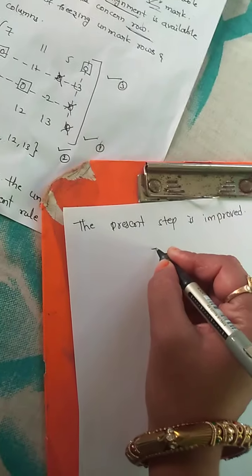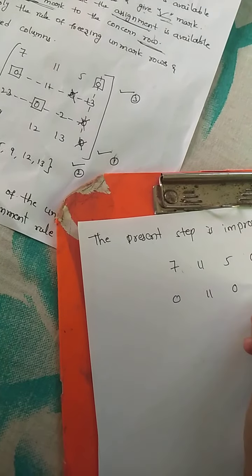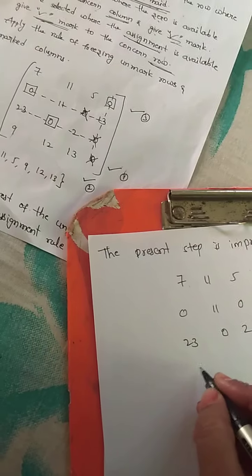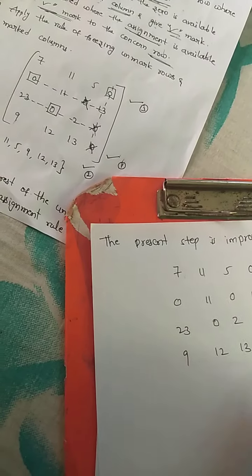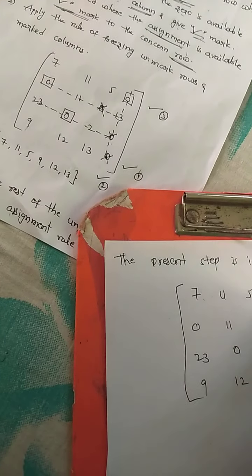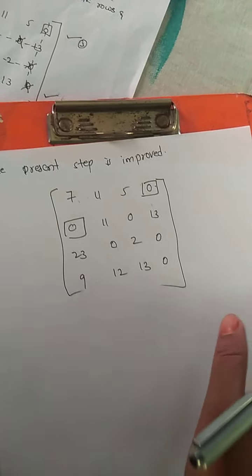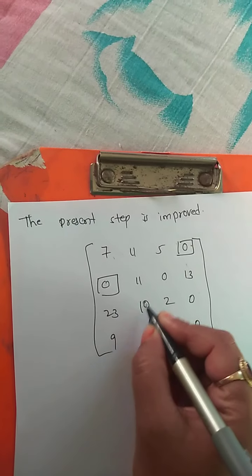So first we have to write the same table here: 0, 11, 0, 13, 23, 0, 2, 0, 9, 12, 13, 0. Here there is one assignment here, the next assignment is here, and the next assignment is here.